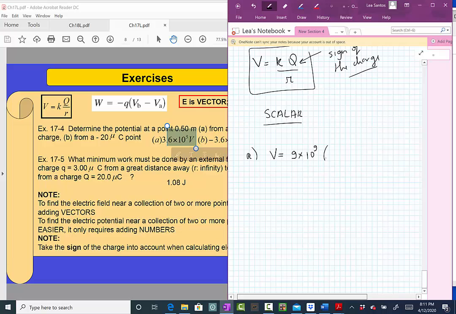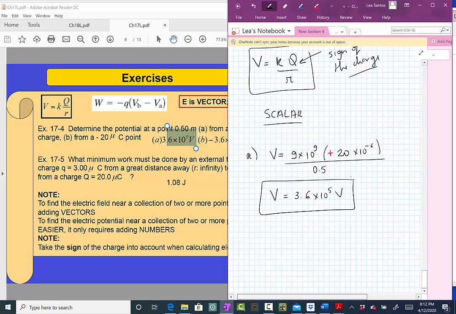Now careful. We do care about the sign. So for the positive one, I'm putting there the positive sign, 20 times 10 to the minus 6, because we are talking about microcoulomb. And then the distance from the charge, 0.5. So you put these numbers there, you're going to get that the potential for that positive charge is 3.6 times 10 to the 5 volts. This is a positive value because we are dealing with a positive charge.